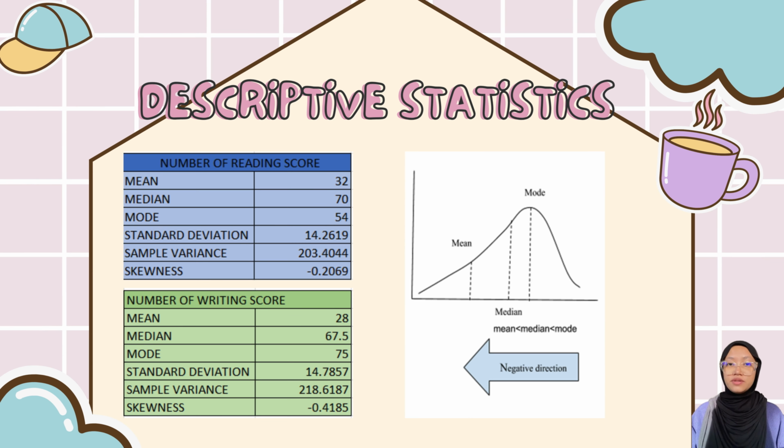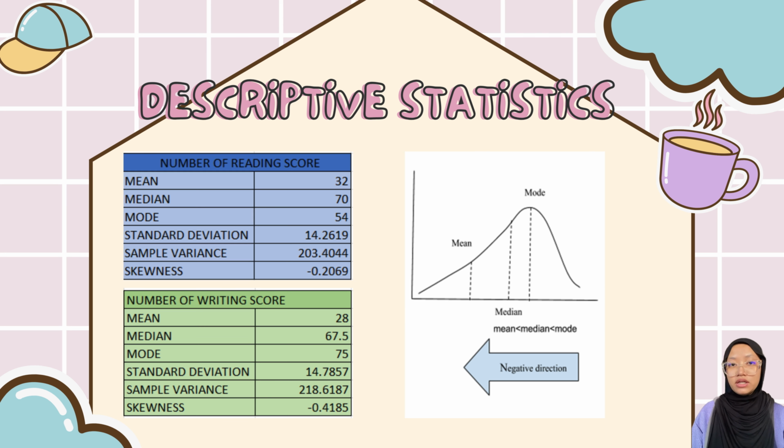So, moving on to the descriptive statistics for reading and writing scores. This visual representation gives us insight into the distribution and central tendency of the data. For the reading score table, the mean or average score is 32. The median or middle value is 70 and the most frequent value, the mode, is 54. The standard deviation is 14.2619, indicating the average amount scores deviate from the mean. The variance is 203.4044, and lastly, the skewness is negative 0.2096, which is a slight negative skew.